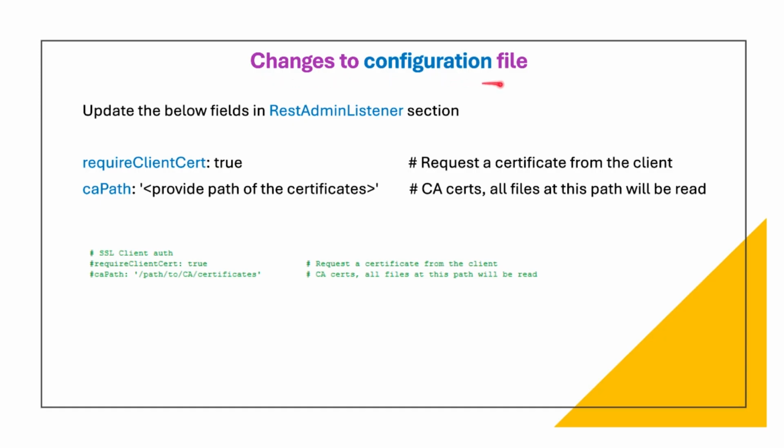Changes to the configuration file, that is node.conf.yml file. In that file, you can find this section REST admin listener. We have two options here, require client cert and CA path. If we make it true, it will ask for the certificate. Server asks for the certificate from the client. And this path, you have to give the certificates, whatever shared by the client to the server. The server should keep its certificate at this path. It's like a trust store for the server. Now let's see how to configure this.